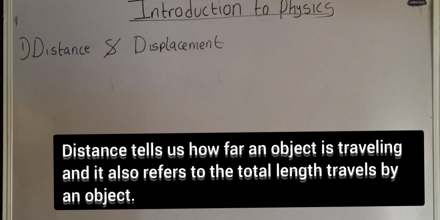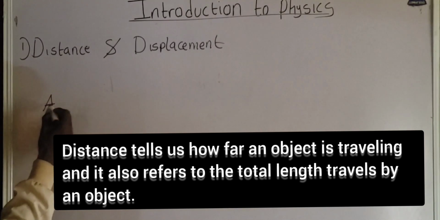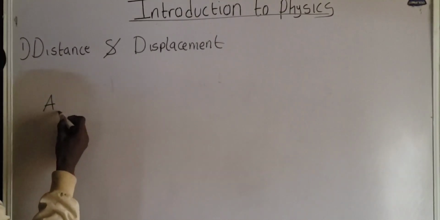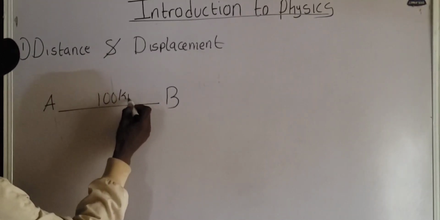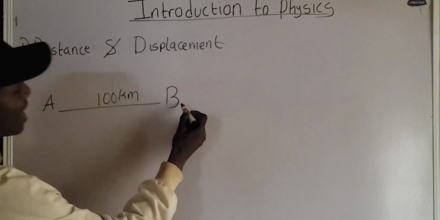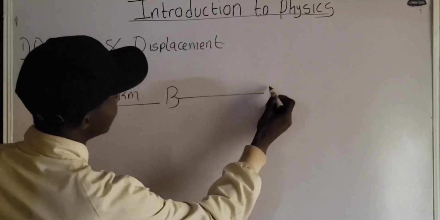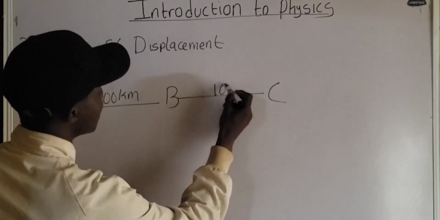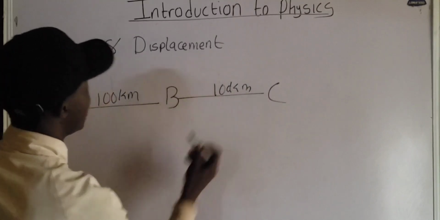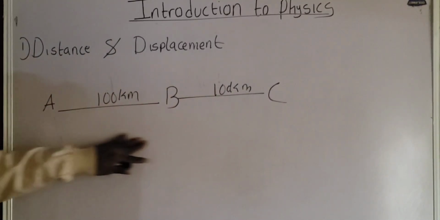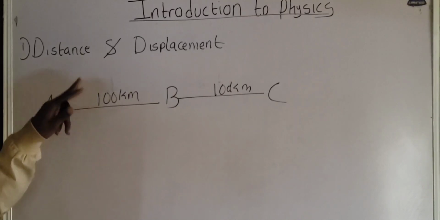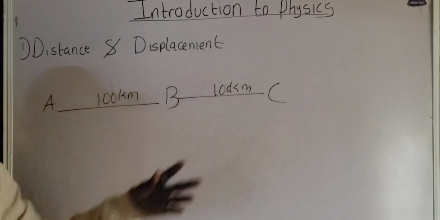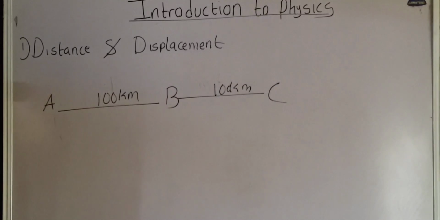So let's assume that we have a city called A. The distance between city A and city B is 100 kilometers, and the distance between city B and another city C is also 100 kilometers. If we are told to calculate the total distance traveled, we are going to add the distance between A and B and the distance between B and C. That is what distance talks about. The distance is the total length traveled by an object.